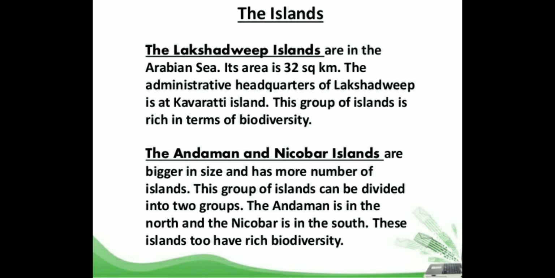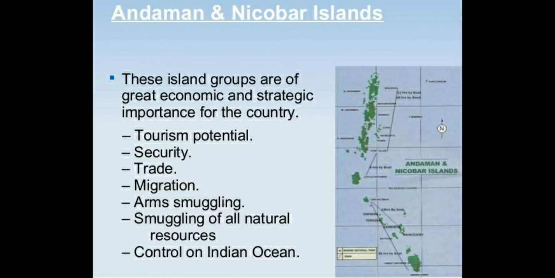The Andaman and Nicobar Islands are bigger in size and have more islands. The group of islands is known as an archipelago. Archipelago. A body of islands is known as an archipelago. Clear? Okay. This group of islands can be divided into two groups. The Andaman is in the north and the Nicobar is in the south. These islands too have rich biodiversity. Biodiversity, you understand? Yes. Rich, not like me, pockets empty. Rich. Understood? So, Andaman and Nicobar Islands.